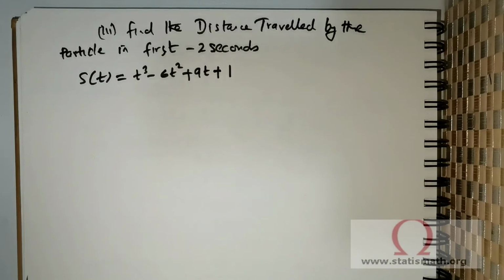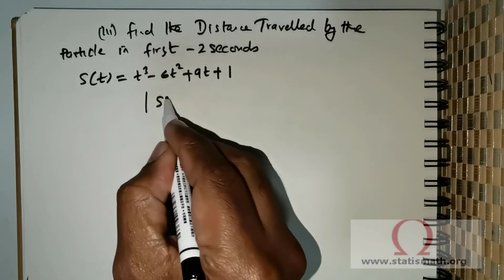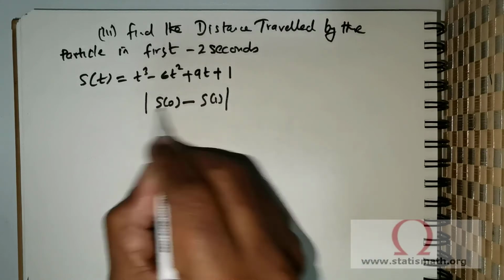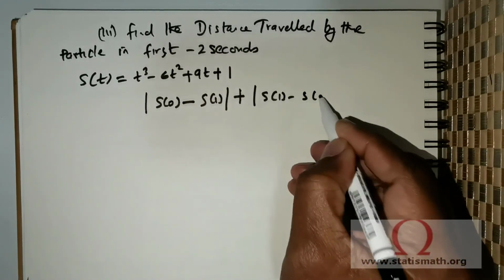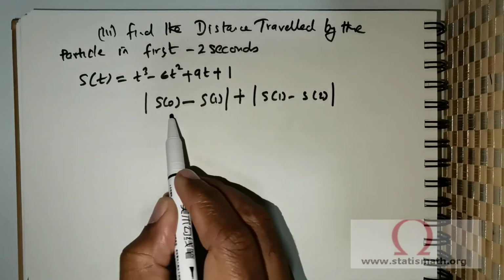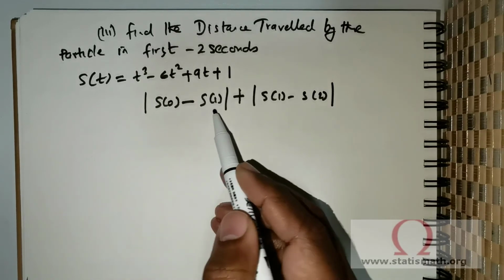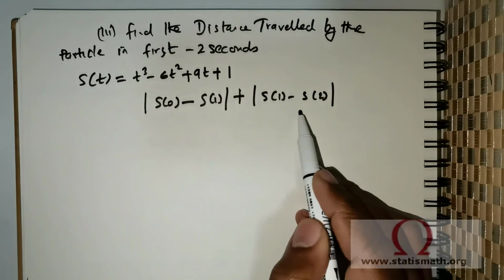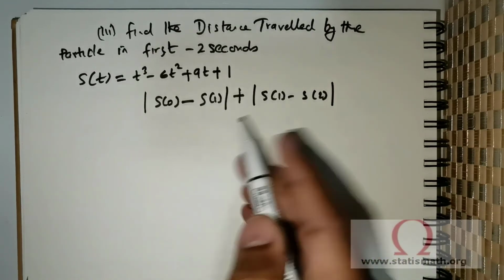Now we are expected to find the distance traveled by the particle in the first 2 seconds. For that we will have to find the modulus of s of 0 minus s of 1, and add it to the modulus of s of 1 minus s of 2. This is the standard formula. Between 0 and 1, the change is the distance for the first second, and between 1 and 2, the change is the distance traveled for the second second. That means for 2 seconds we are taking it into account.